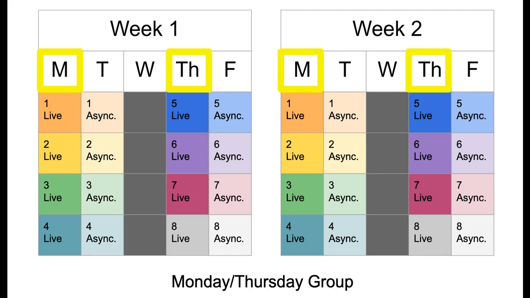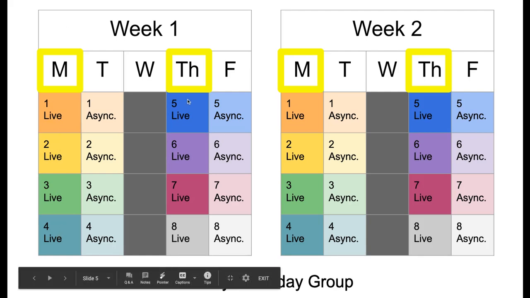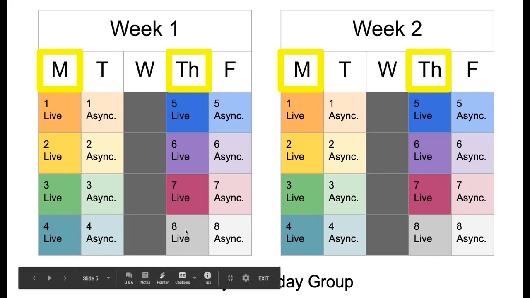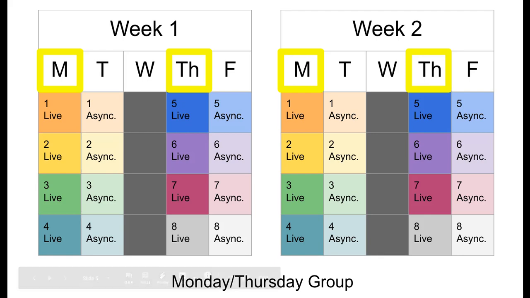What does that mean? On Mondays, you will be going to periods 1, 2, 3, and 4. On Thursdays, you will go to periods 5, 6, 7, and 8. Live class means these are the classes that you will be on a Zoom call for 90 minutes with your teacher and your classmates. And when we transition to the hybrid model, Mondays and Thursdays would be the days that you physically come to school.